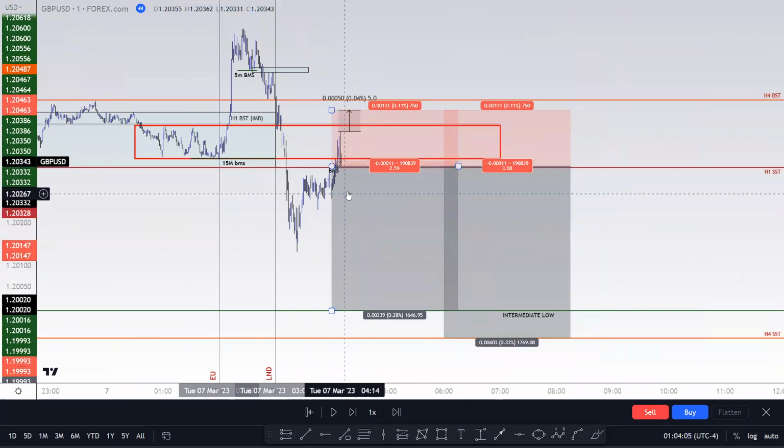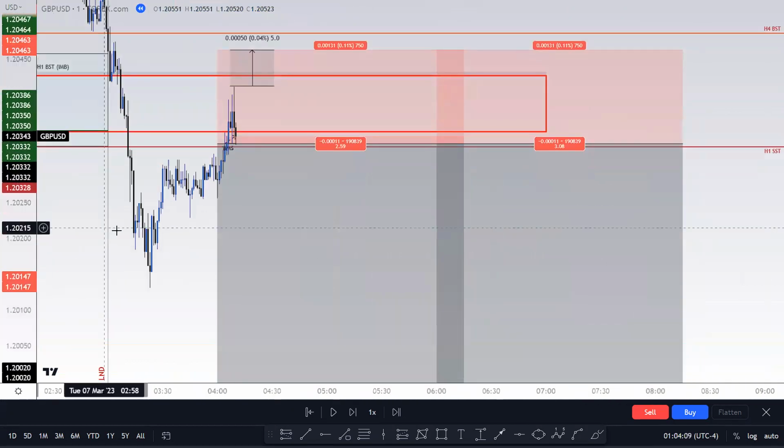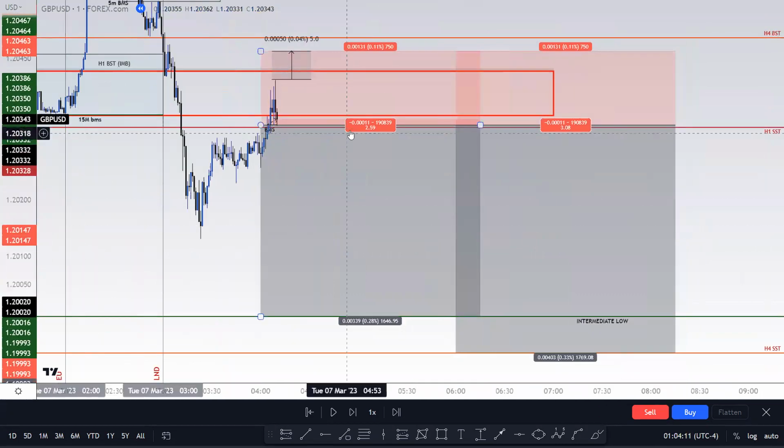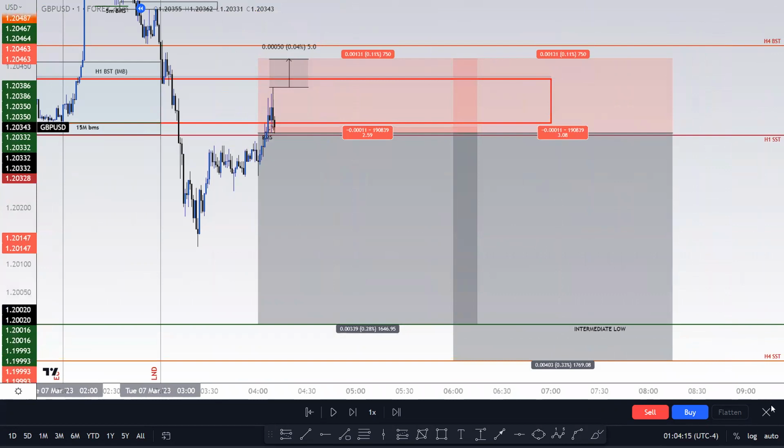So the opportunity to the first target, which was the intermediate low on the 1-hour time frame, was a 122.59, and to the second target, which is the H4 sell side target, was a 123. Okay. So that was the position. And of course, for both orders, stop went 5 pips above the high as a standard rule.